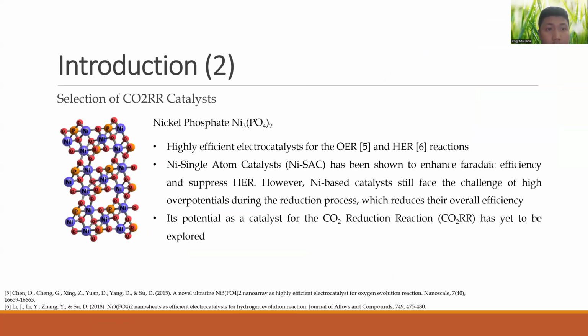Nickel phosphate was selected as the CO2RR catalyst because it's a highly efficient electrocatalyst for the oxygen evolution reaction and the hydrogen evolution reaction. And nickel single atom catalyst has been shown to enhance Faraday efficiency and suppress the HER. However, nickel-based catalysts still face the challenge of high overpotentials during the reduction process, which reduces their overall efficiency. Its potential as a catalyst for the carbon dioxide reduction reaction has yet to be explored.